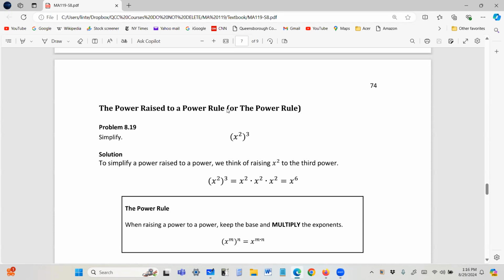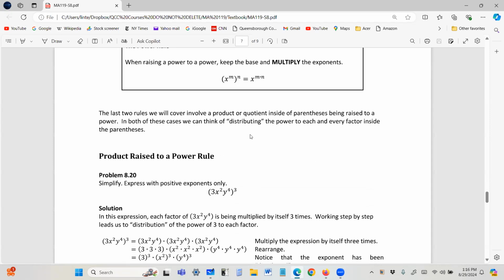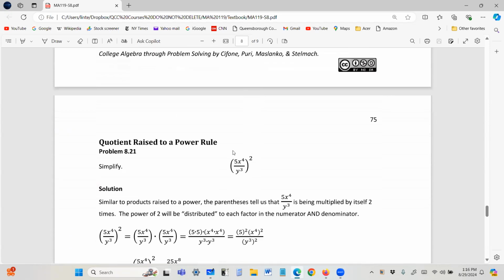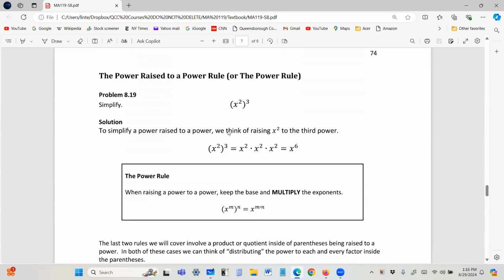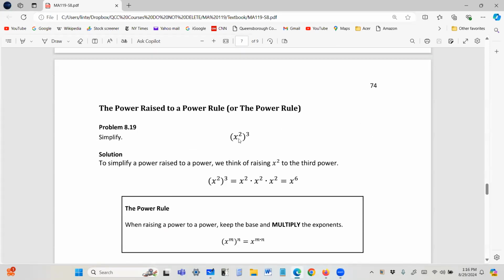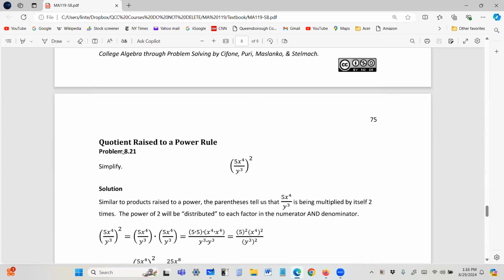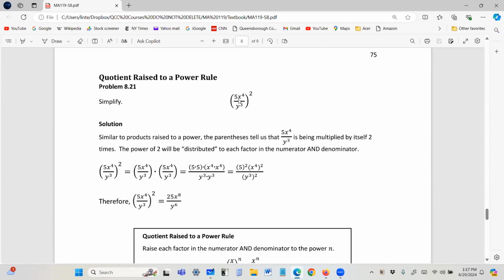This is very simple, and it doesn't matter if you have multiple variables in the numerator or if you have variables in the denominator. The same applies. So with an exponent of an exponent, all we do is multiply the two exponents. This is the last property, and like I said, it doesn't matter if you have it in the numerator only, like problem 819, or in problem 821, where you have x to the 4th squared in the numerator and y cubed squared in the denominator. Now, the exponentiation takes place in the numerator and in the denominator.